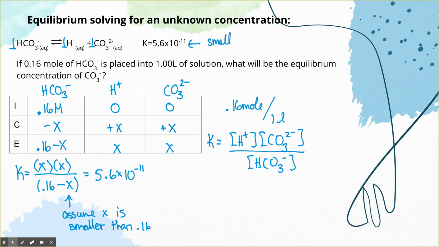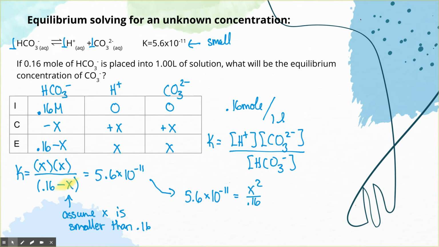For me, you'll notice that a lot of times I just say it's small, and so that's what happens. What that does is it will eliminate our x. So this will disappear, so then we don't have to worry about it. What that'll do is lead us to this new problem, which is 5.6 times 10 to the negative 11 is equal to x squared over 0.16.